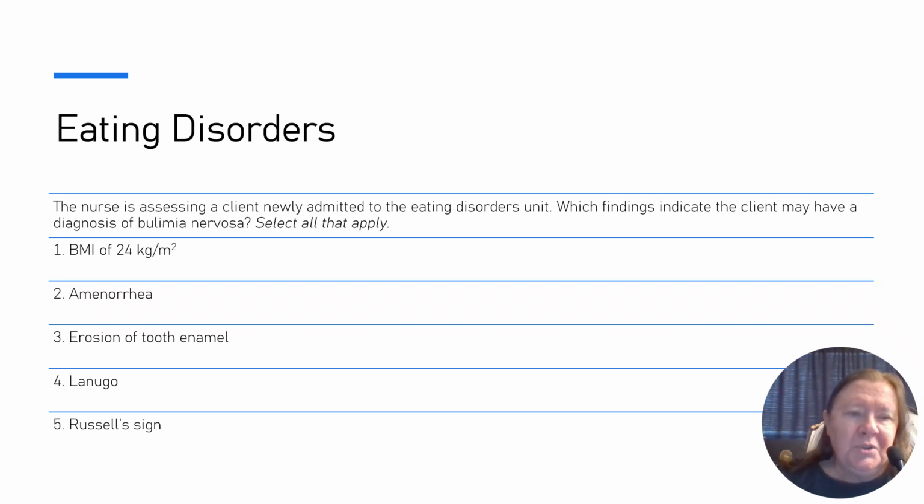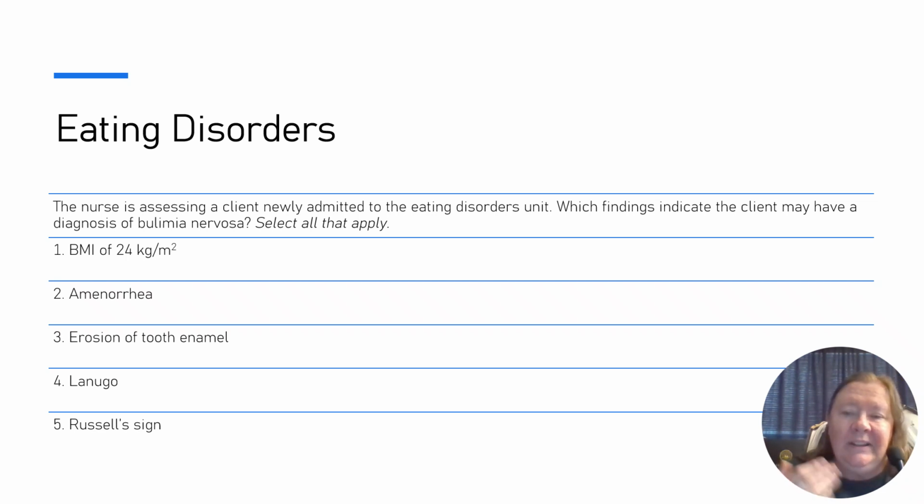Number 3, erosion of tooth enamel is correct because a person with bulimia is self-vomiting, and when they self-vomit, the vomitus comes up, can damage the esophagus and also damage the tooth enamel. Number 4 is lanugo. Lanugo is a sign of anorexia, not bulimia, so that's incorrect. Lanugo is a baby fine hair that grows on a person who is anorexic. And number 5, Russell sign, is correct. That is a sign of bulimia.